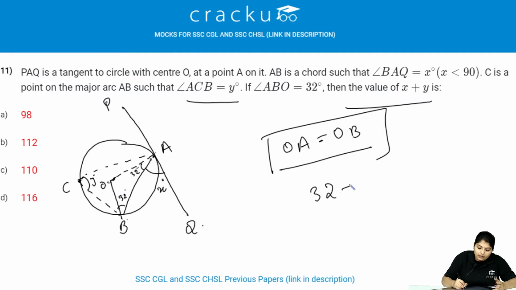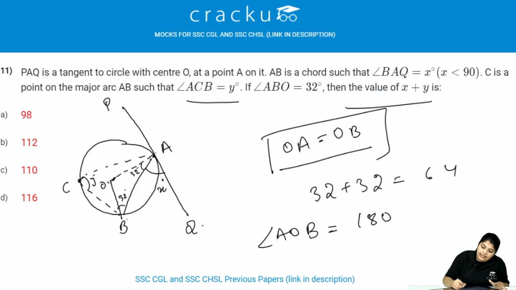So 32 plus 32 is 64. The sum of the angles in a triangle is 180. Therefore, this angle AOB is equal to 180 minus 64, that is 116 degrees. So this one is 116 degrees.